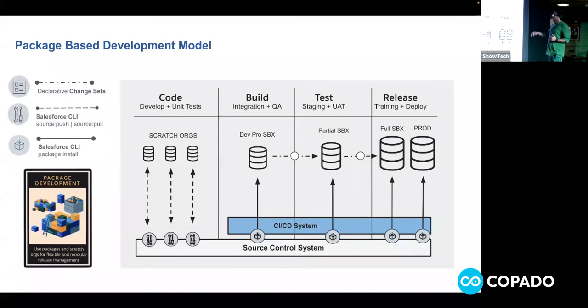In the package-based development model, the advantage is you can have scratch orgs where you do your changes. Those changes will be merged into your source control system. Then the CI/CD system has automations which will pick up all these changes and build on them. Then the testing will happen in the test phase, the staging plus UAT phase, and then we can have a release where the training and deployment happens. So modularity is the advantage here.